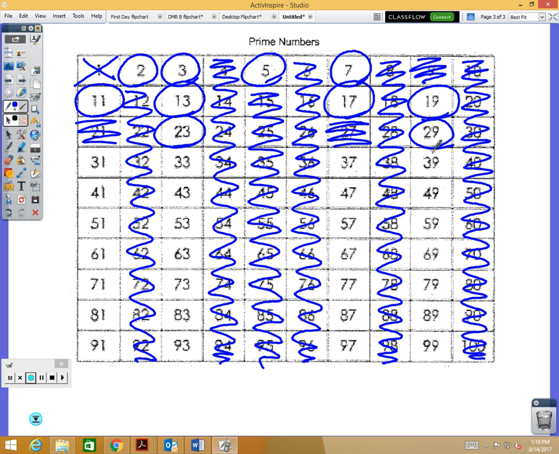All right. Tomorrow we will continue filling out our hundreds chart, so please do not lose it. And then we'll talk about how to do prime factorization, and you'll get your assignment then. All right?